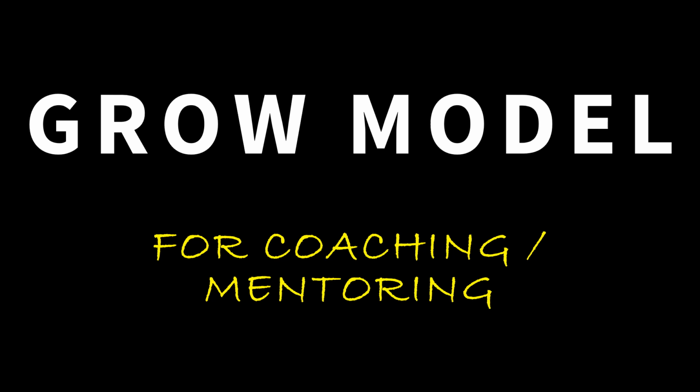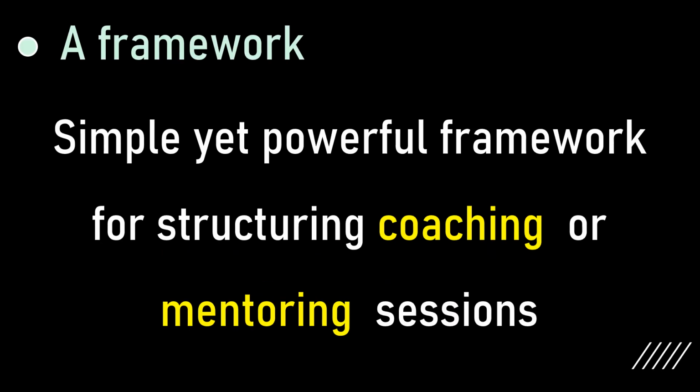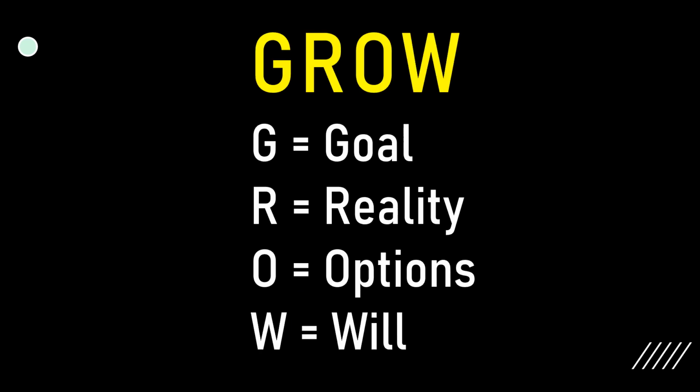The GROW model is a simple yet powerful framework for structuring coaching or mentoring sessions. The GROW model is a simple four-step process that helps you structure coaching and mentoring sessions with your team members. In GROW, the acronym, G is for goal, R for reality, O for options, and W for will.